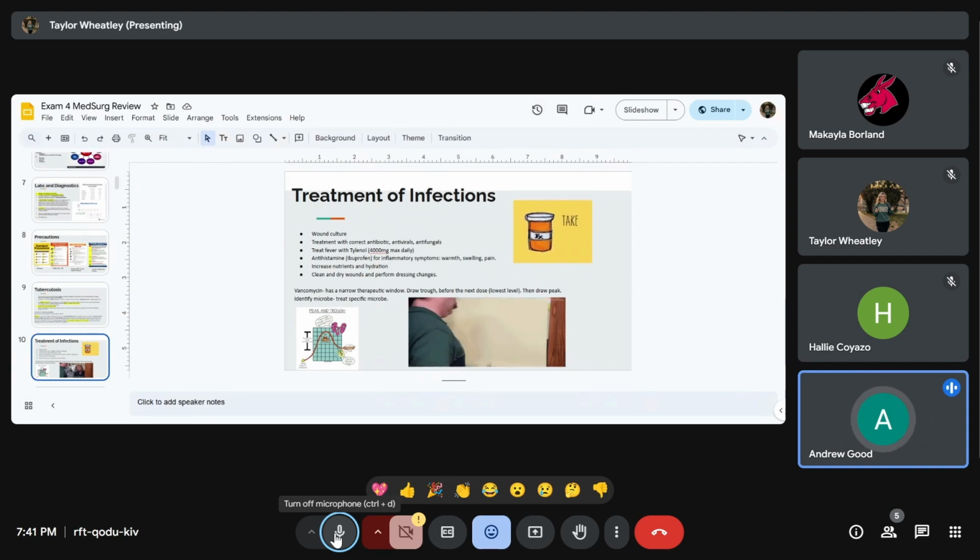Vancomycin has a very narrow therapeutic window, so we want to draw troughs before their next dose, so we want to know their lowest level. If they already have a high level before their next dose, we do not want to keep administering the vancomycin because that will cause vancomycin toxicity and then kidney damage. So, just an important side note there. If they talked about vancomycin in the lecture, it would be something to take note of.